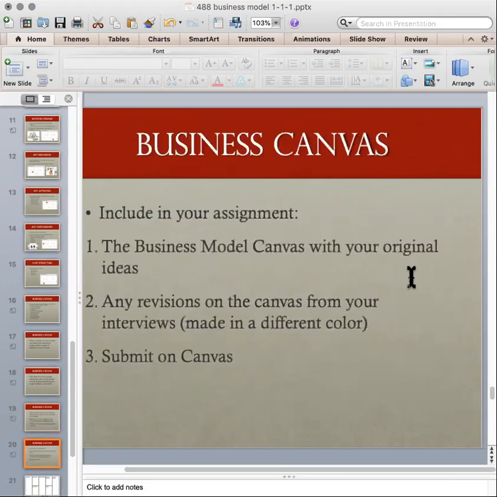Things to include in this assignment submission would be the original business model canvas, which is all in black, any revisions on the canvas on a new canvas in red, so you'll have two different canvases, and then also that prediction, that hypothesis about what people thought about your Canvas, what you think they'll think about your Canvas. Include that as well. Make sure to submit that on Canvas.